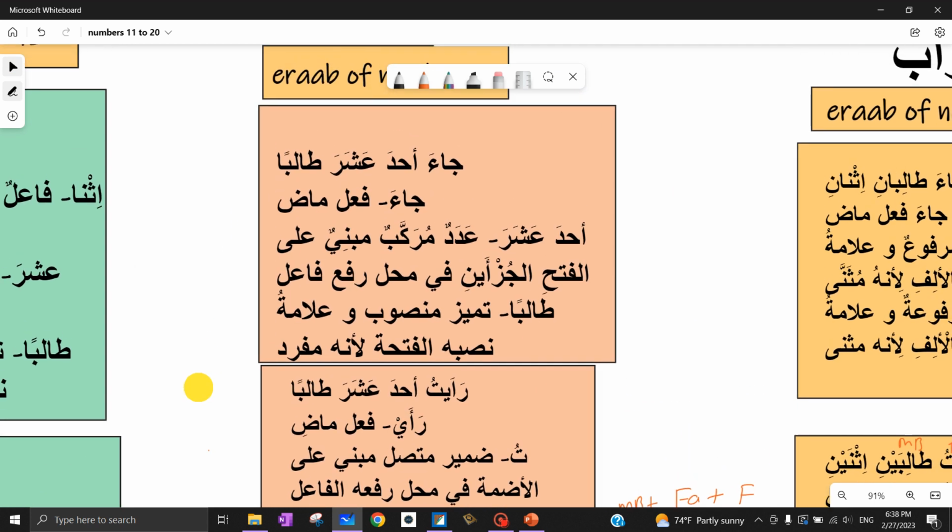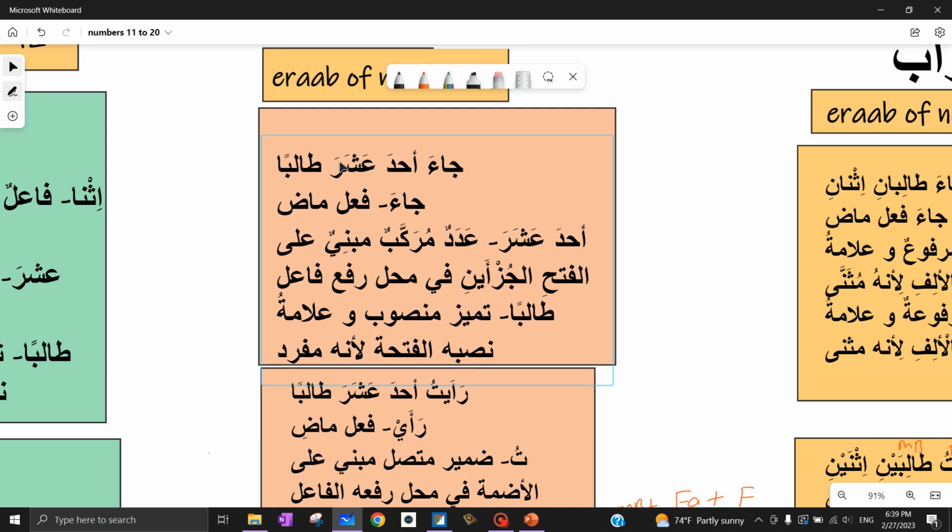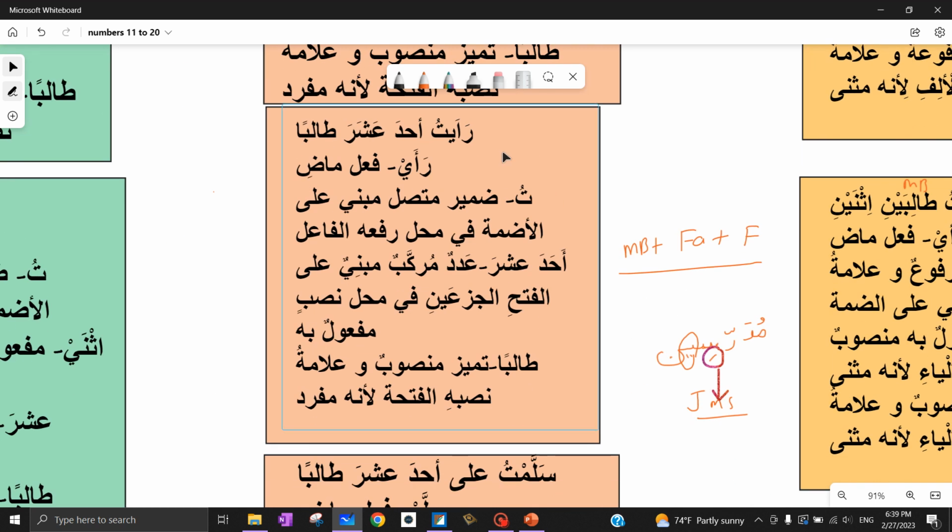In case of Ja'a, now this is in the case of file, even though it is in file, it's carrying a fathatain here. And what is the difference here? What you can see here? The gender, it's male, male, and male. All the gender is the same. In 11 and 12, the gender remains the same. Here also, رأيت فعل and file, أحد عشر carrying fatha, and it is in منصوب case مفعول به.